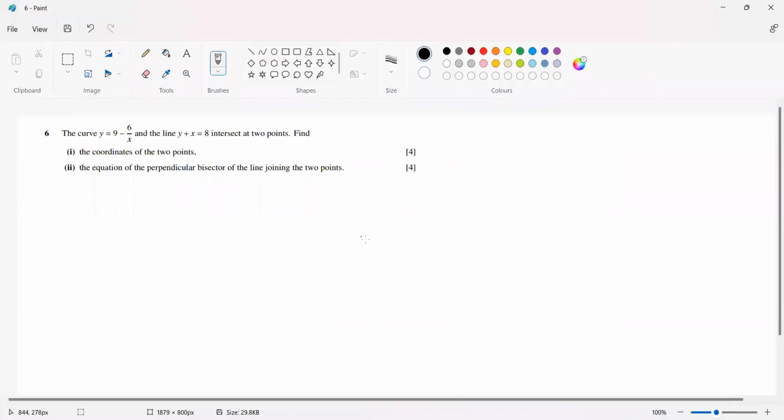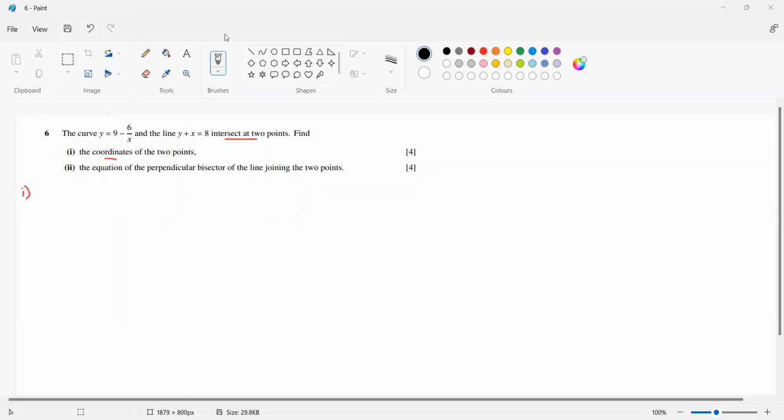So they say that the curve y equals 9 minus 6 over x and the line y plus x equals 8 intersect at 2 points. So the first thing we need to find is the coordinates of the 2 points. Okay, let's do that part first.